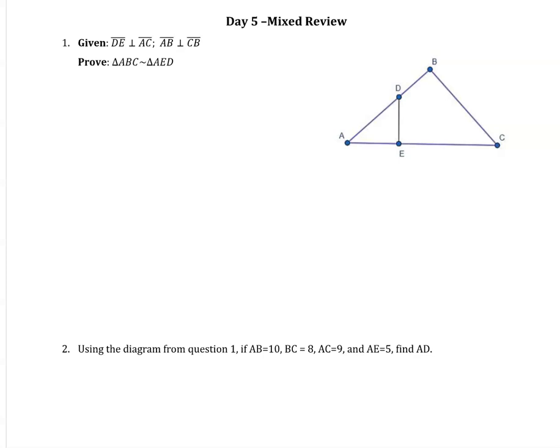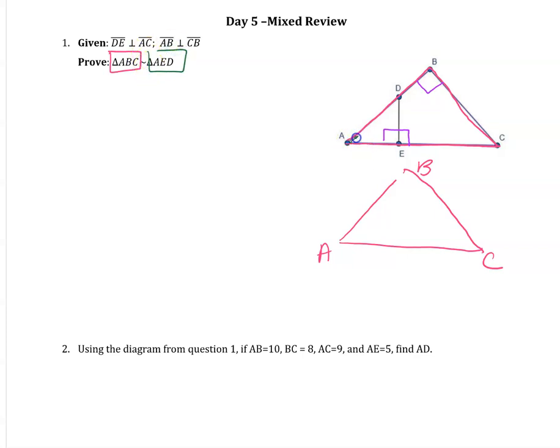Alright, so starting at the top here, guys, I'm giving you that DE is perpendicular to AC and AB is perpendicular to CB, so I have some right angles going on. Now we're looking to show that triangle ABC, which is this guy right here, and I'll actually pull them out too, just so that we get that visual. ABC is similar to AED.